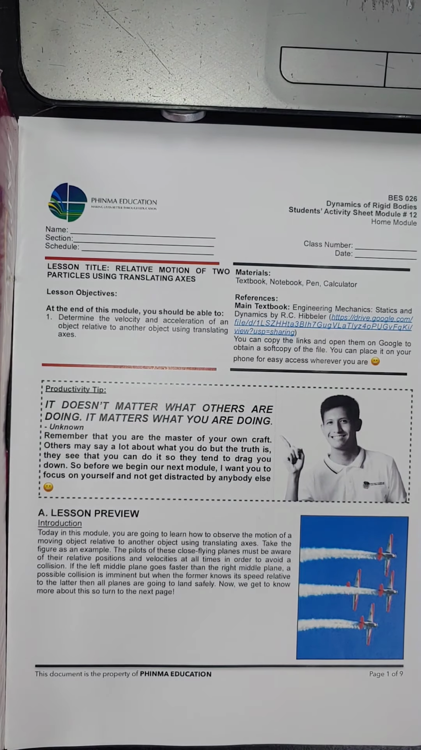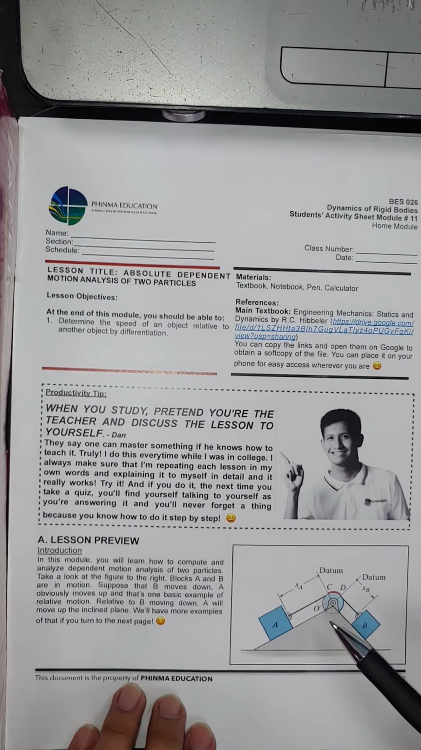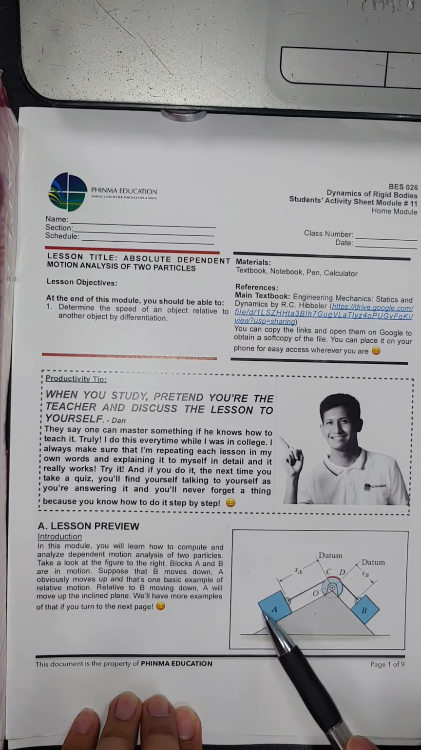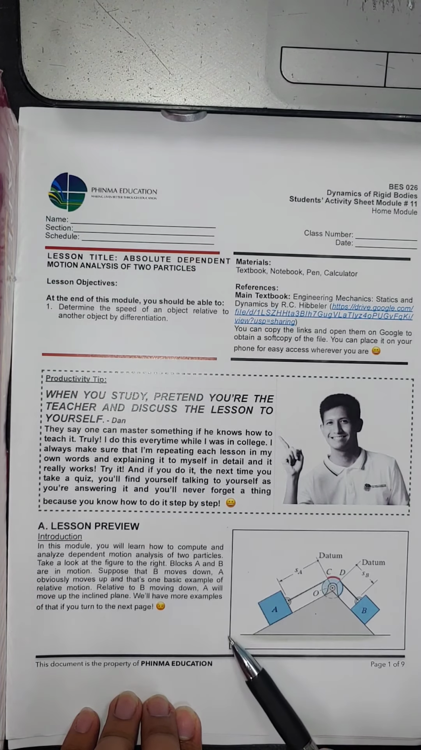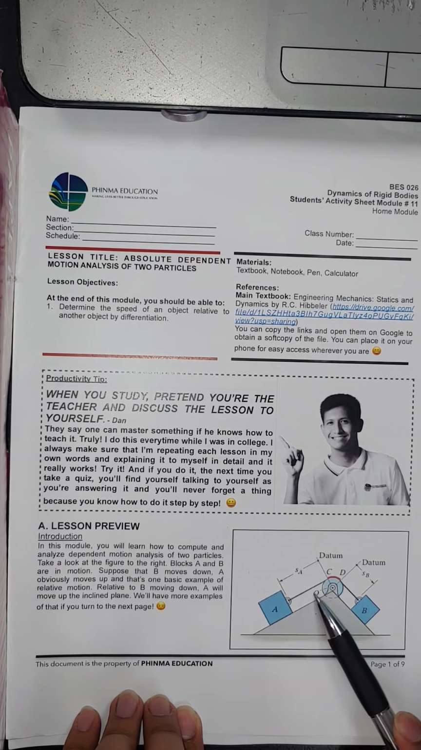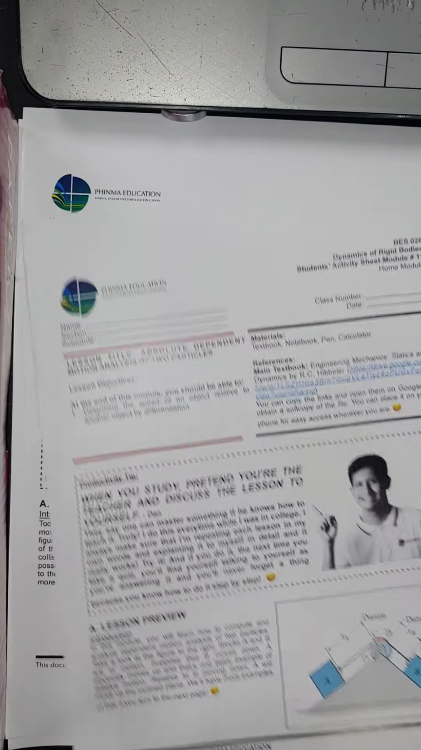Last time, it was absolute dependent because the two objects or particles are connected, so if one moves, the other also moves, right? Again, if we recall, for instance, we have this example. The two systems are dependent because if this moves this way, it moves here, and if it moves this way, A also goes up on that side. Okay? So, that is absolute.